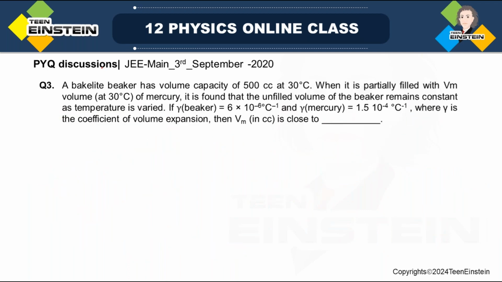Next problem: a bakelite beaker has a volume capacity of 500 cc at 30 degrees, that means at room temperature. When it is partially filled with Vm volume of mercury, it is found that the unfilled volume of the beaker remains constant as the temperature is varied. You have been given the volume expansion coefficient of the beaker to be 6 into 10 to the power minus 6 per degree centigrade. It should be per degree centigrade actually.